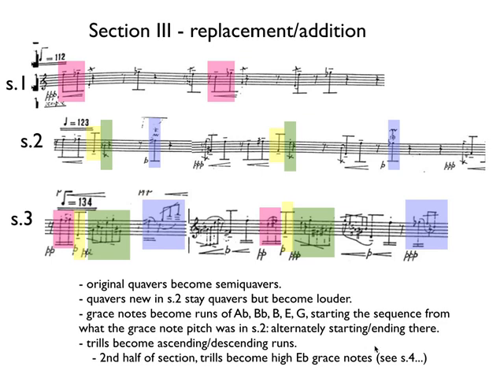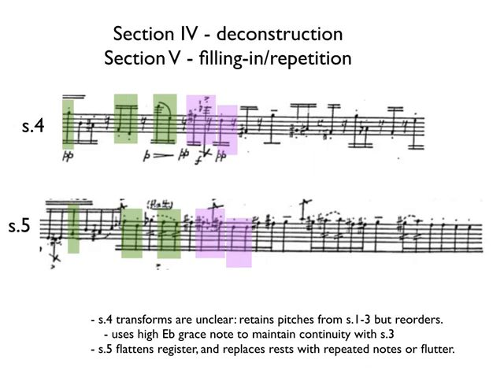And later on in the section, anything that was a trill becomes high E flat grace notes, which takes us into section 4. There's our high E flat, high E flat notes. And now my analysis starts to fall apart because it becomes more difficult to see what the transforms are, but the piece goes on and on.